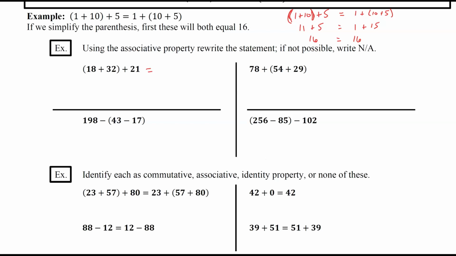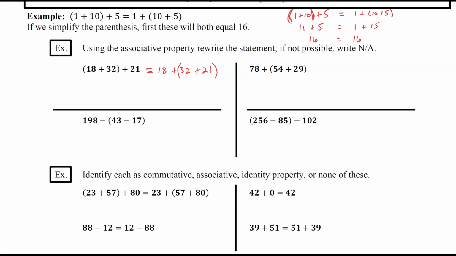So this is different than the commutative property because the numbers themselves don't move. They don't change order. I'm still going to have 18 plus 32 plus 21, so the exact same order, but I'm going to group them different. Okay, so on the left hand side, it says the 18 and 32 get grouped, and so if I want to change it, now I'm going to group the 32 and the 21. Okay, and these would be equal.